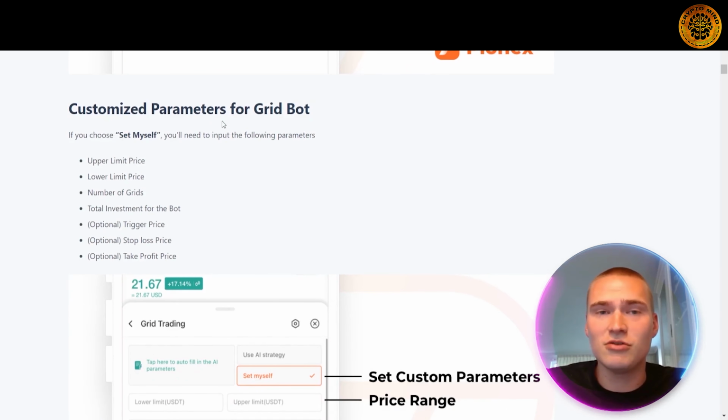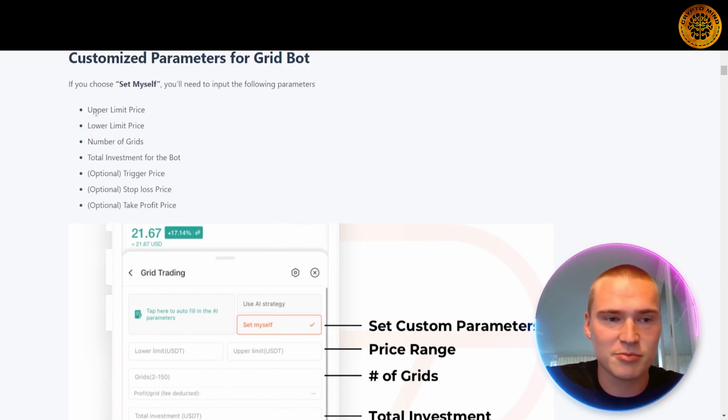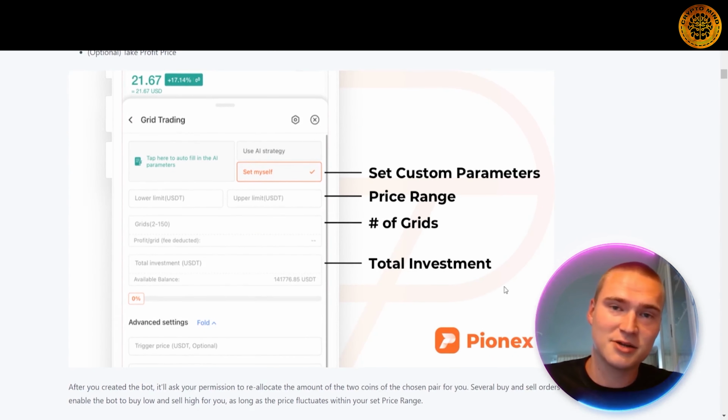Now you can also use customized parameters, so set it for yourself. That way you can choose an upper limit price, a lower limit price, the number of grids, and the total investment for the bots with some options. So for example, here you can see it, but again, we will get into that a little bit later.